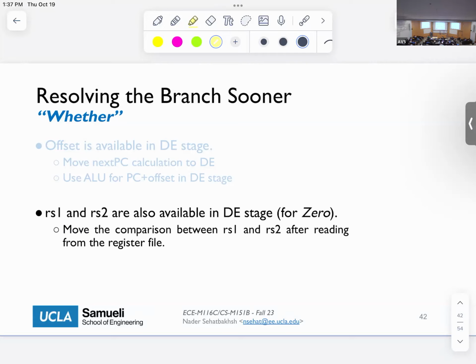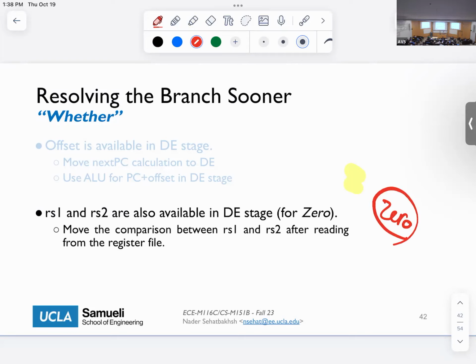So now the question becomes the whether part. Let's focus on branch equal. For a branch equal, I need to compare whether the RS1 value is equal to the RS2 value. How do we do that? We use the actual ALU. We read the register file and compare these two within the ALU, and we have this special flag called the zero flag that tells us whether this branch is taken or not.